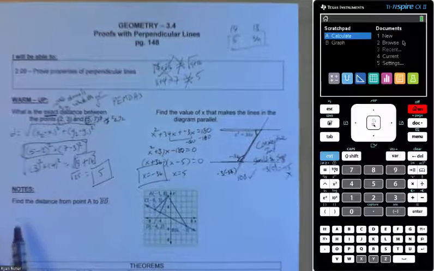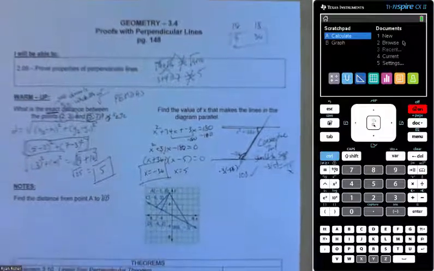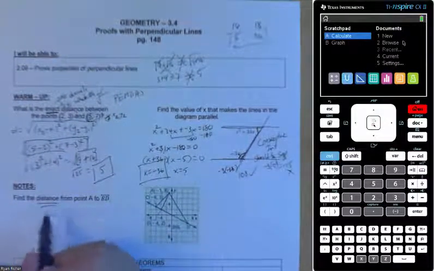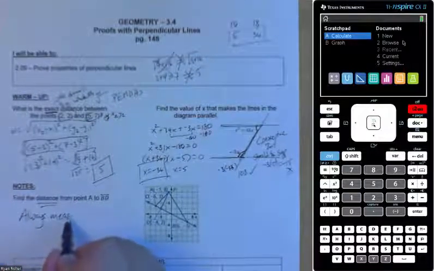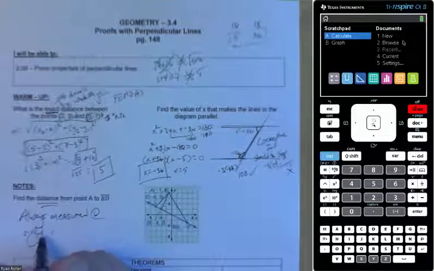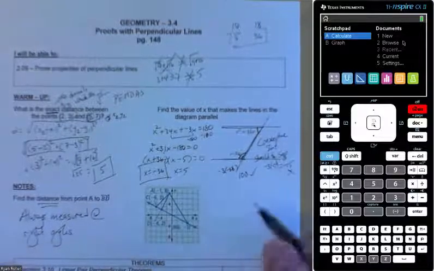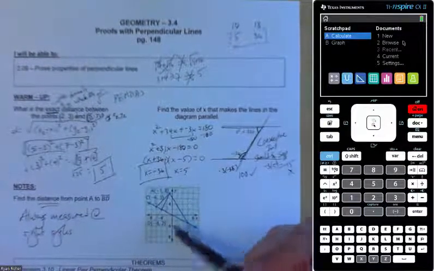Okay, let's continue on here. Find the distance from point A to line BD. Distance is always measured at right angles, because measuring at a right angle is the shortest distance.